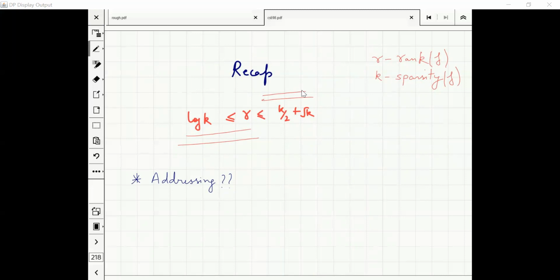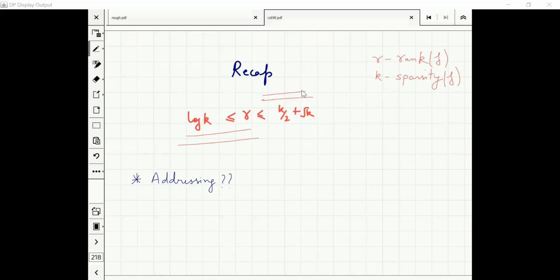Do you remember this? R greater than log k. Why is R greater than log k? Because if the space has dimension d, then the number of elements is at most 2 to the power d.